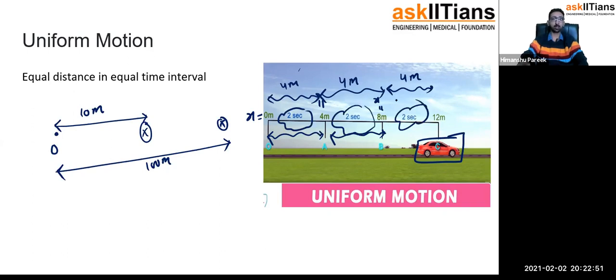That was just an example. So how do we define uniform motion? Uni means single, a singular thing. Form means a type. So basically, uniform motion means when a body travels equal distances in equal intervals of time, we call it a uniform motion.